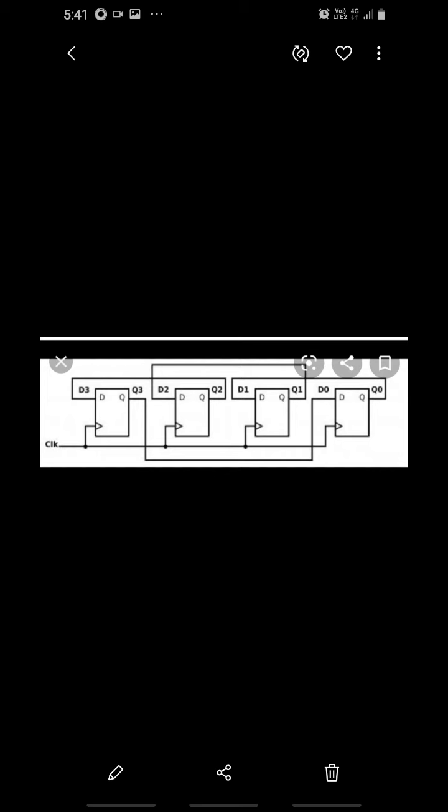With the 4 stages, that is 4 flip-flops, the register can store up to 4 bits of data. Serial data is applied at the D3 input of the last flip-flop through the input DIN.